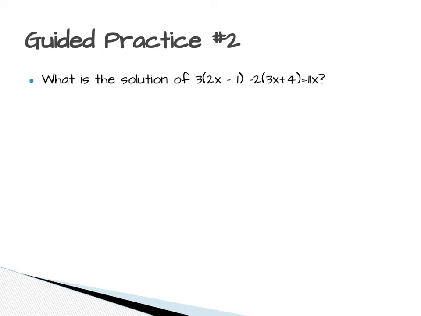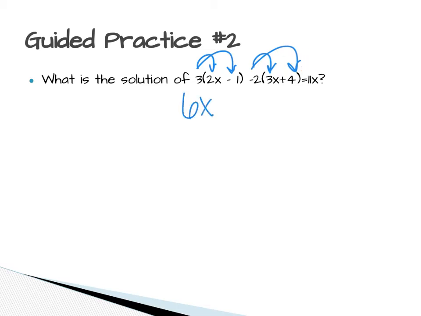For this one, we've got two sets of parentheses that we need to get rid of. So we're going to distribute the 3 and also distribute the negative 2. And I know some people don't know the difference between a minus and a negative. That's because there is no difference between a minus and a negative. It's the same sign. If it's minus 2, that's the same thing as plus negative 2.